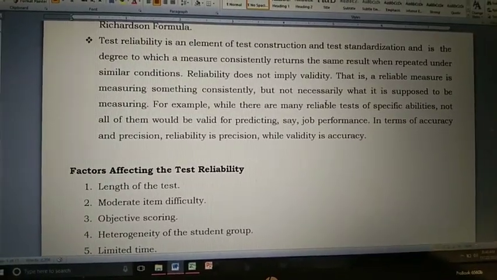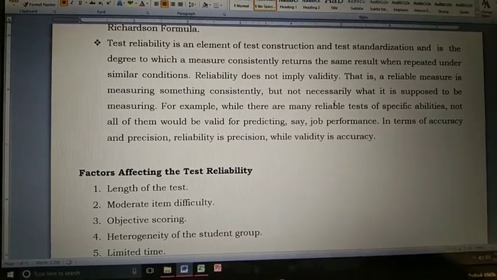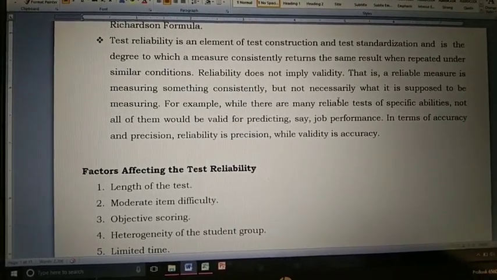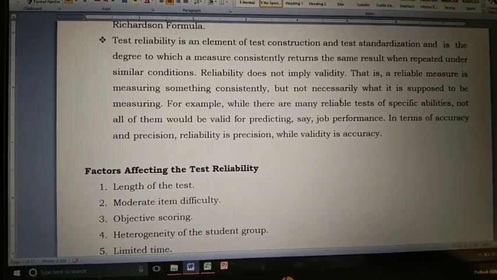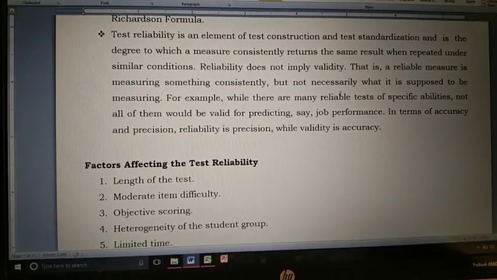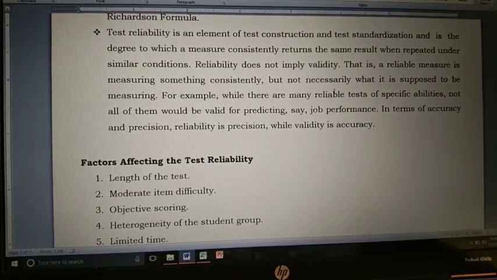For example, while there are many reliable tests of specific abilities, not all of them would be valid for predicting, say, job performance. In terms of accuracy and precision, reliability is precision while validity is accuracy.